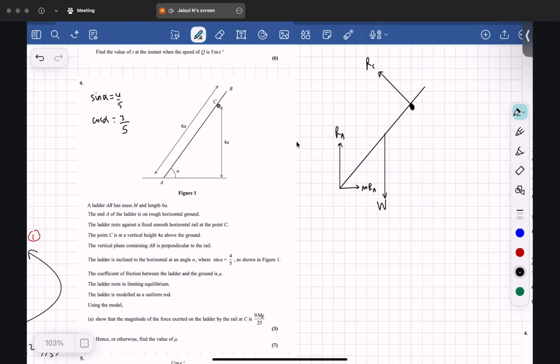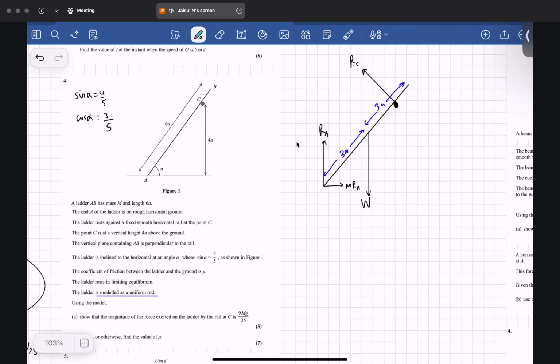And then the last thing I would say to do is to do all the distances before you carry on any further. So the whole distance is 6a, so this must be 3a, because the weight is distributed from the middle. All the time, right? Unless it says that it's not. It would say uniform, but it's never been non-uniform, so you shouldn't hopefully have to worry. Otherwise, it will specify where the weight is.